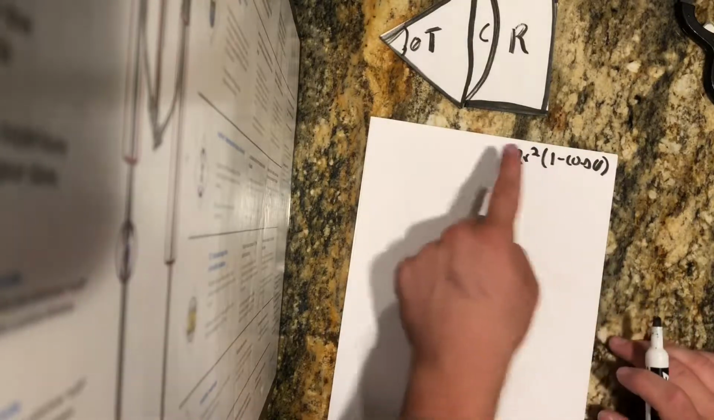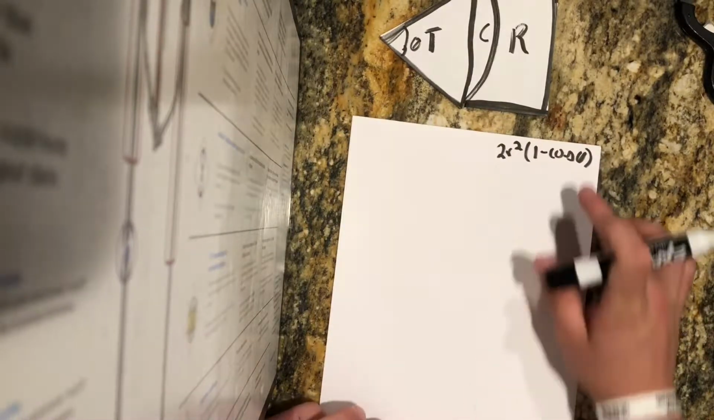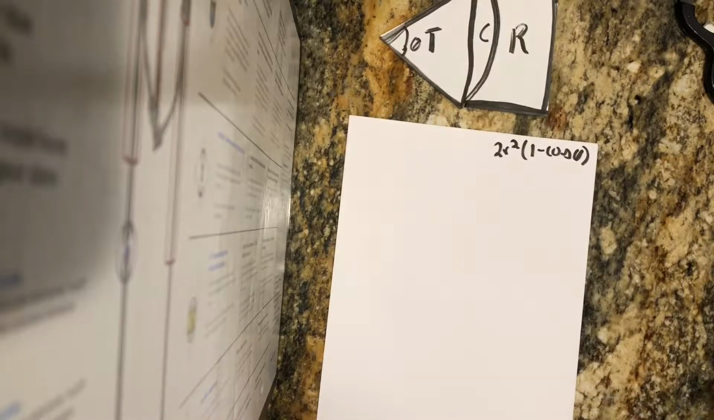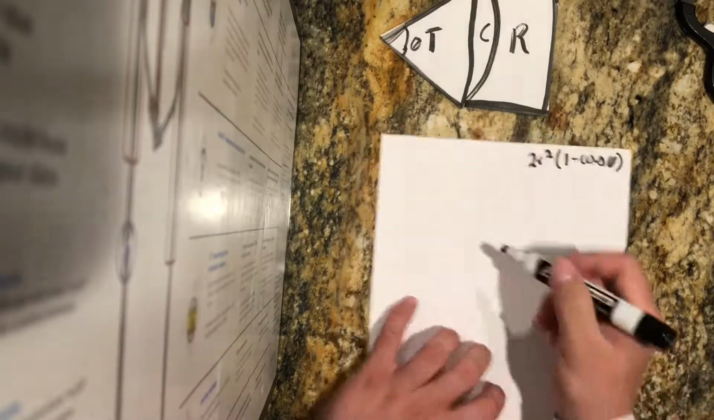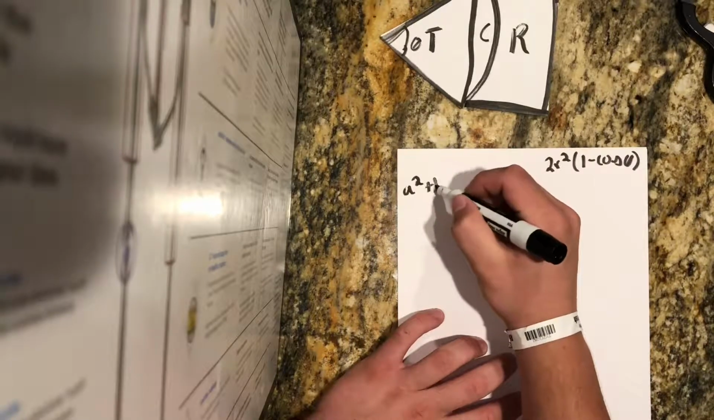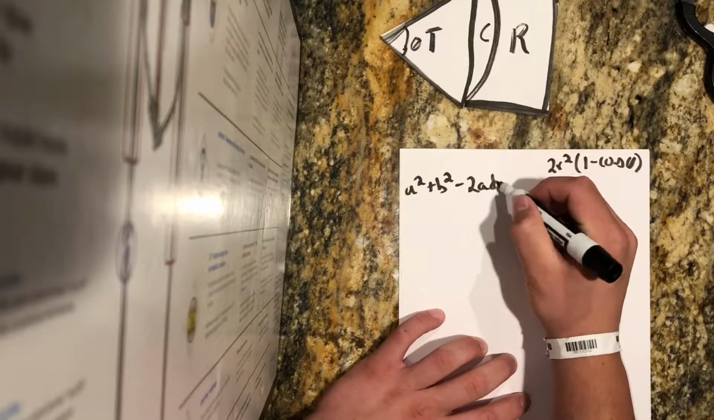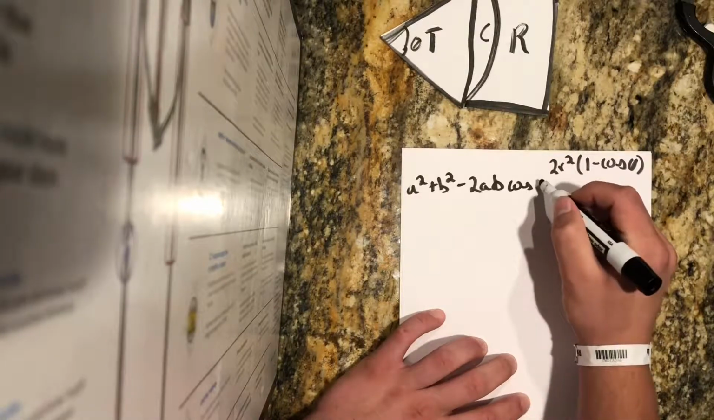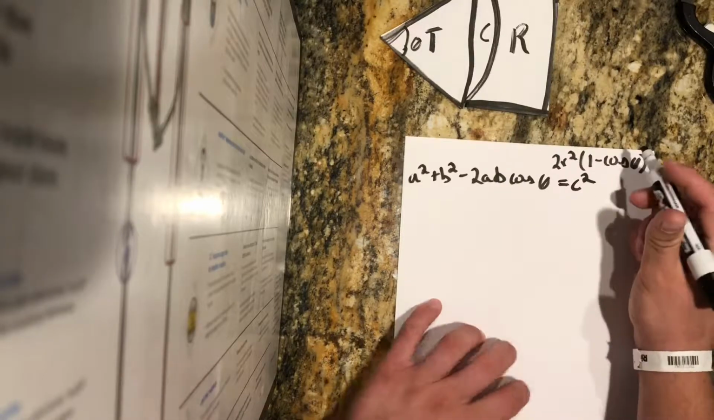So, knowing this, we know that there's a thing called the cosine rule, right? Because there's cosine in here. Let's just do some association. Let's just try it with the cosine rule. We know the cosine rule is a squared plus b squared minus 2ab cosine of theta, and that's equal to c squared.